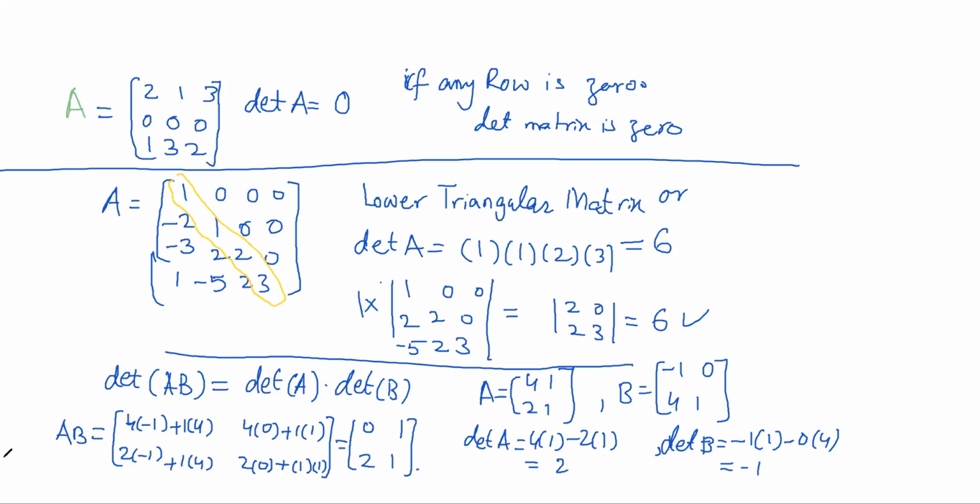So what will be the determinant of AB? The determinant of AB will be 0 times 1 minus 1 times 2, so it will be minus 2. So we can see that the determinant of AB is minus 2, and the determinant of A times the determinant of B is also 2 times minus 1, which is minus 2. So therefore, we know this property of the determinant.